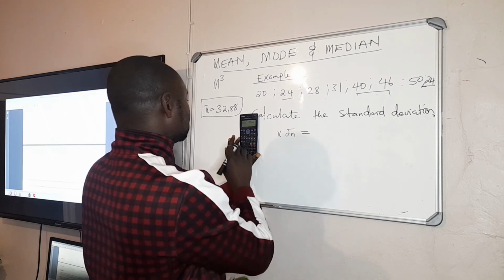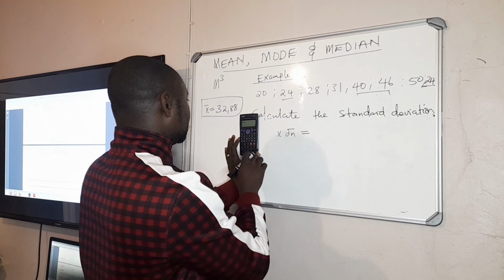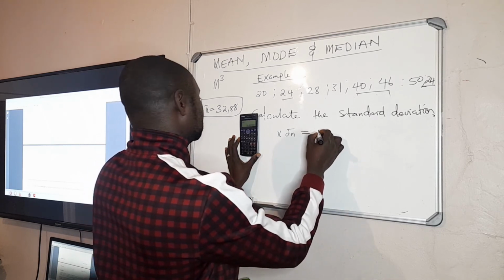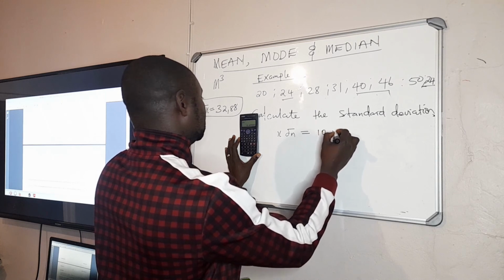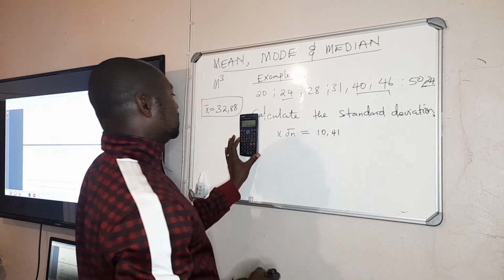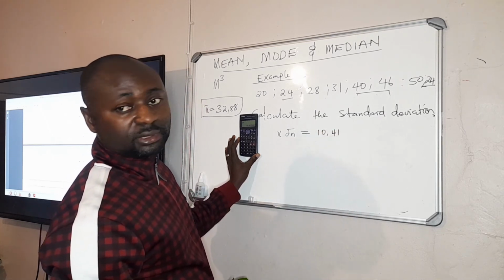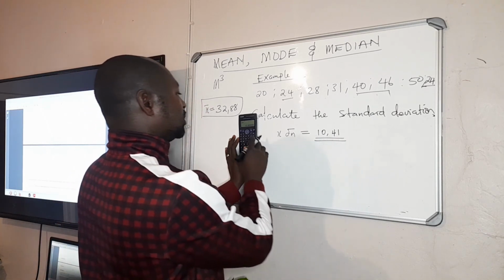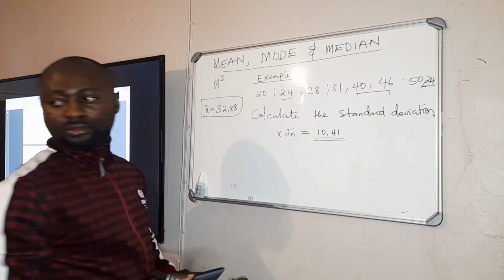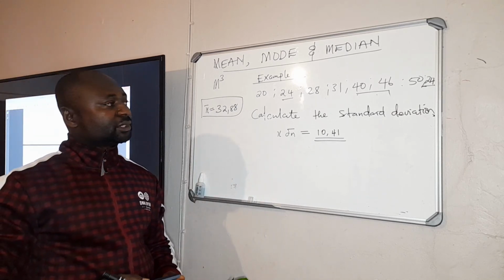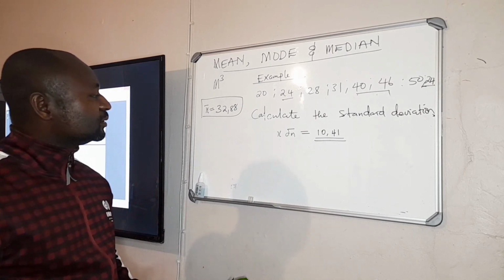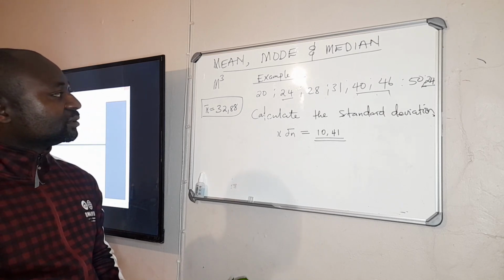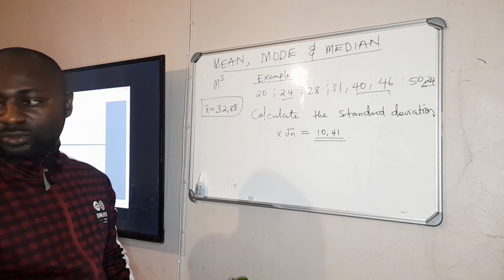So when you press option number 3 and press the equal sign, what is our standard deviation? 10,41. You leave it to 2 decimal places, so it's 10,41. This is what we call standard deviation. I hope and trust you have understood it. Standard deviation is 10,41.